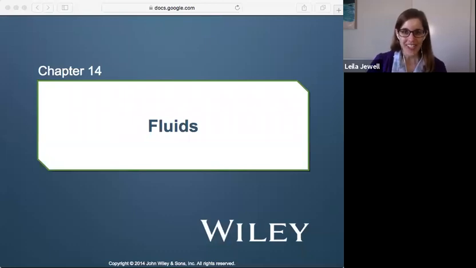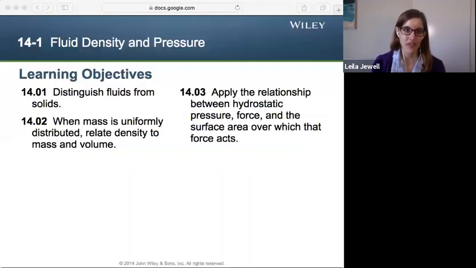Chapter 14 is taking a look at fluids. First, section 14.1, fluid density and pressure.